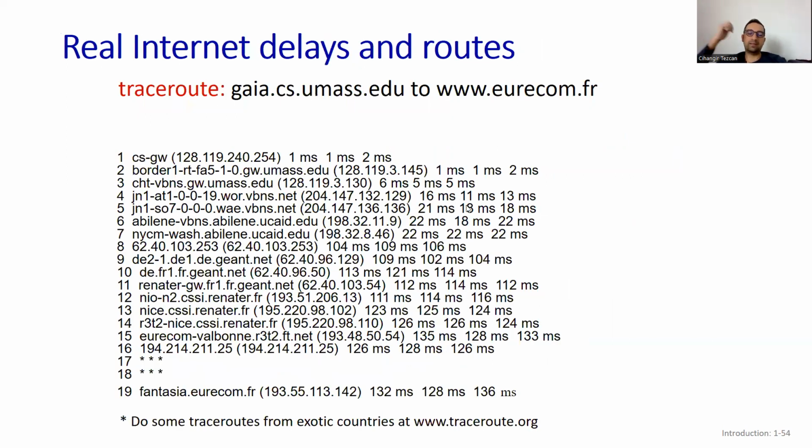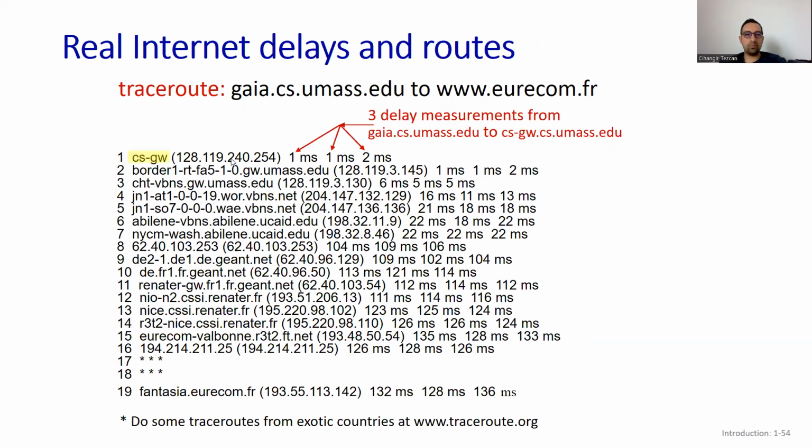Again, here's an example from the book slides. Here they are testing traceroute from a university in the United States to Eurecom in France. As you can see, there are 3 delay measurements because we are sending 3 probes. Of course, inside the campus of this university, the delay is really small.